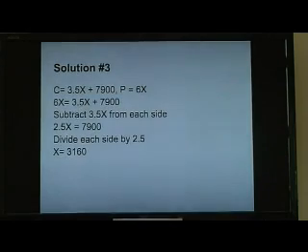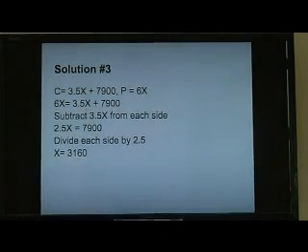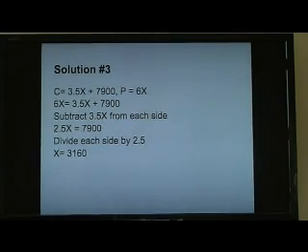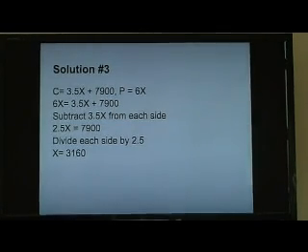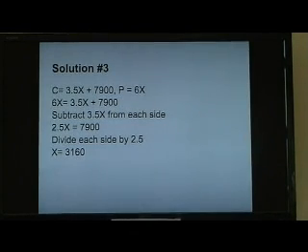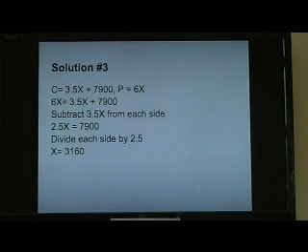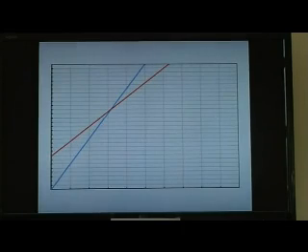Solution for number 3. C equals 3.5x plus 7,900 and P equals 6x. 6x equals 3.5x plus 7,900, and that is the break-even point. Subtract 3.5x from each side, and then we have 2.5x equals 7,900. Divide each side by 2.5, and we find that the new break-even point for number of widgets is 3,160. Here's that function graphed.